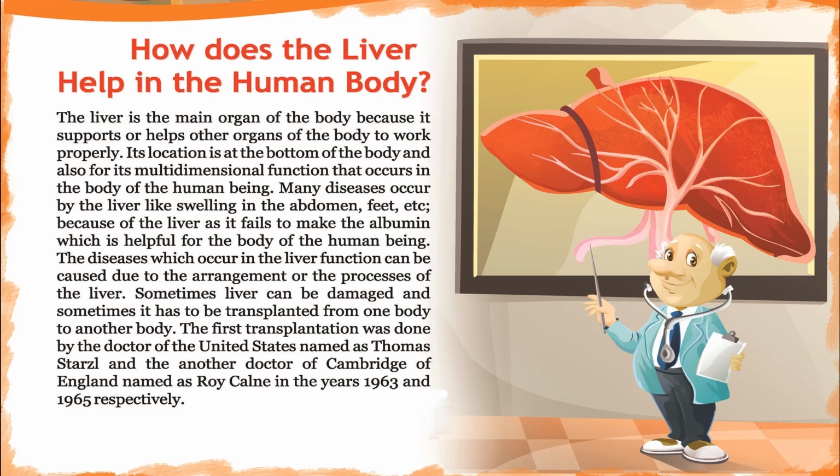Many diseases occur because of the liver, like swelling in the abdomen, feet, etc. because the liver fails to make the albumin which is helpful for the body of the human being. The diseases which occur in the liver function can be caused due to the arrangement or the processes of the liver. Sometimes the liver can be damaged and sometimes it has to be transplanted from one body to another body. The first transplantation was done by a doctor of the United States named Thomas Charles and another doctor of Cambridge, England named Roy Calne in the years 1963 and 1965 respectively.